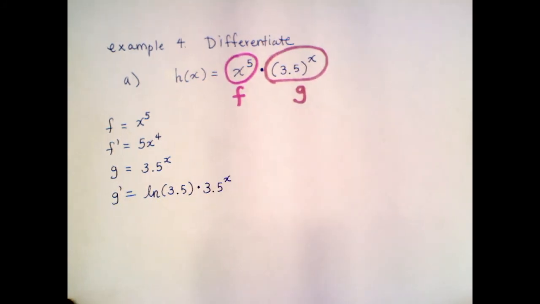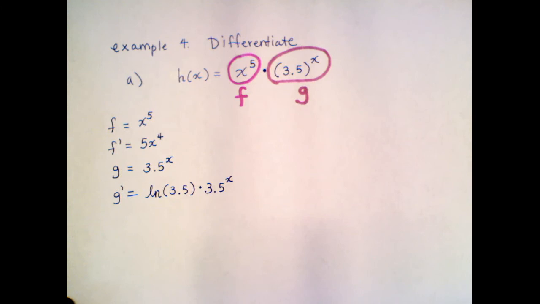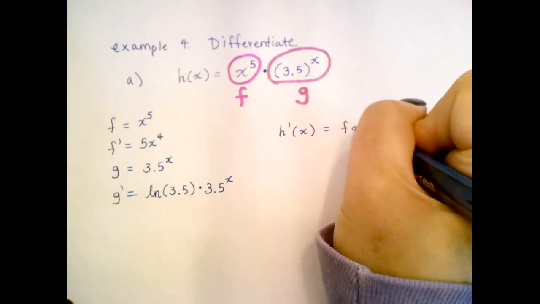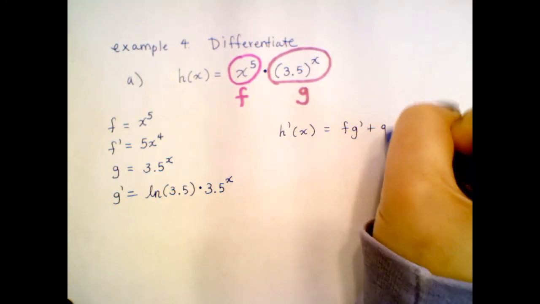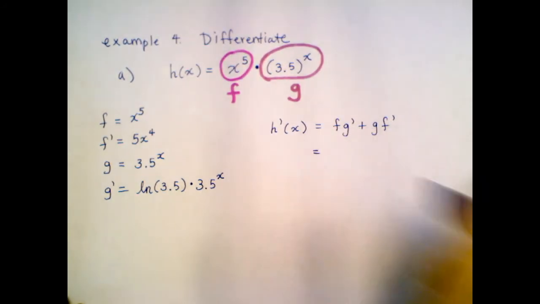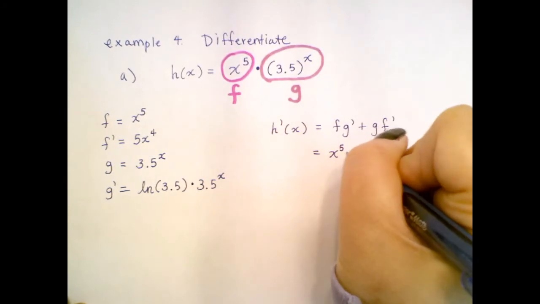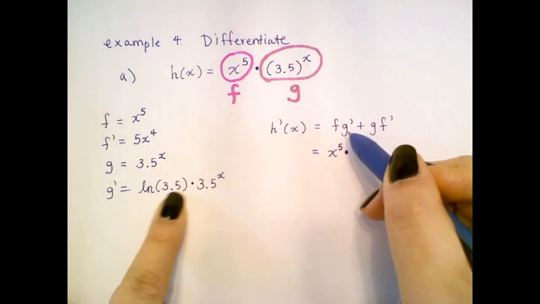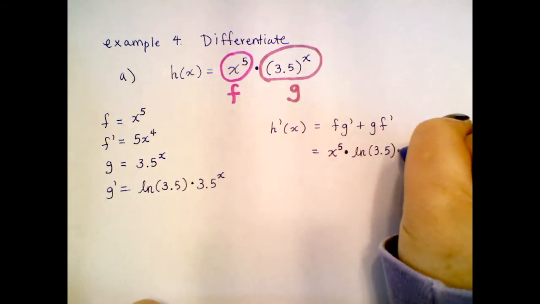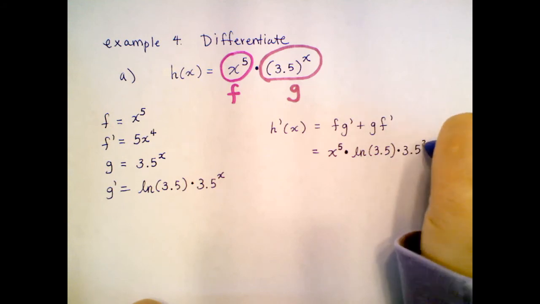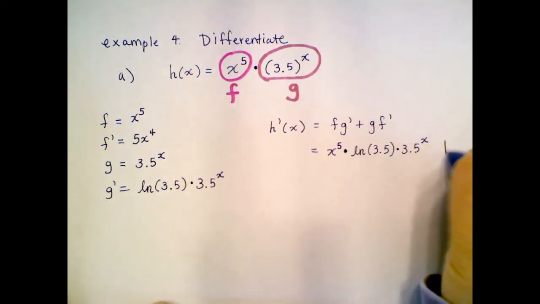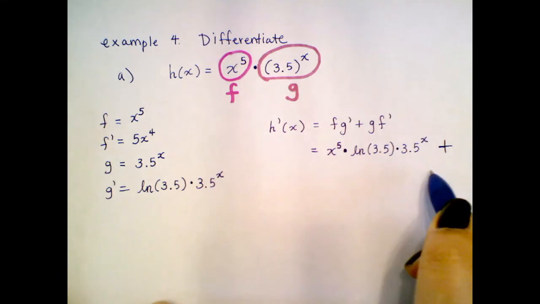So let's find the derivative of h of x then, okay? So h prime of x is going to be f g prime plus g f prime. I mean, that's the product rule, right? So let's put it together. So that equals f, x to the 5th power, times g prime. So I need this. Natural log of 3.5 times 3.5 to the x power. So I'm done with f g prime. Let me write down plus, and I'll go to the bottom because I'm out of room here, g.